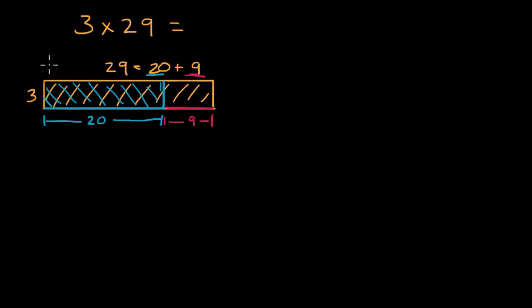So what's this area? Well, this area is going to be 3 times 20, which we can do in our head. 3 times 2 is 6, so 3 times 20 is 60 of these square units. And then we could also think about this area right over here. This area is going to be 3 times 9, which you might already know is 27.